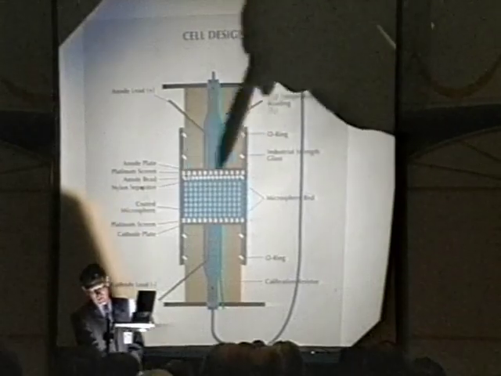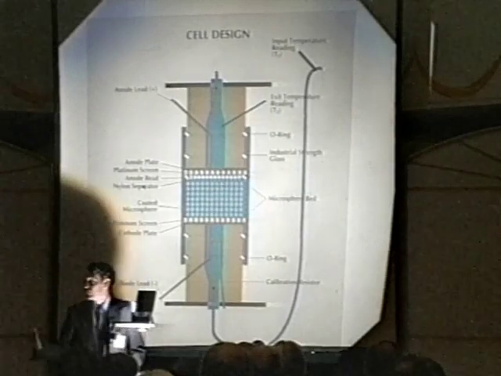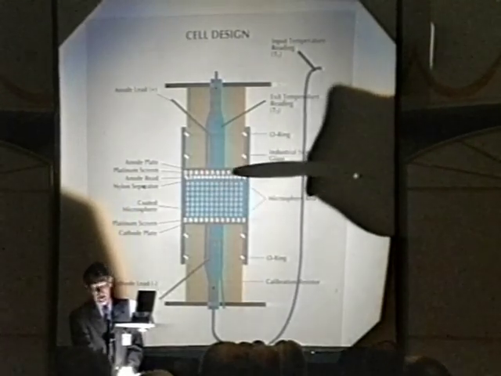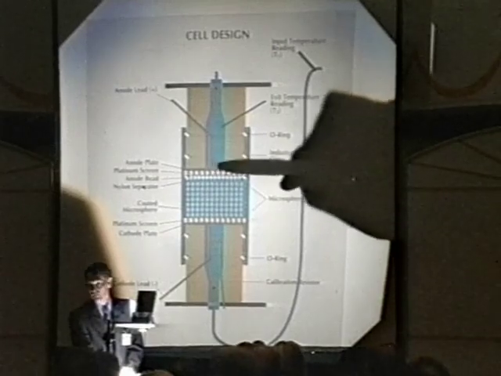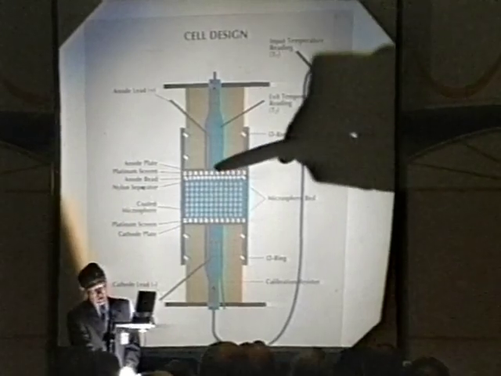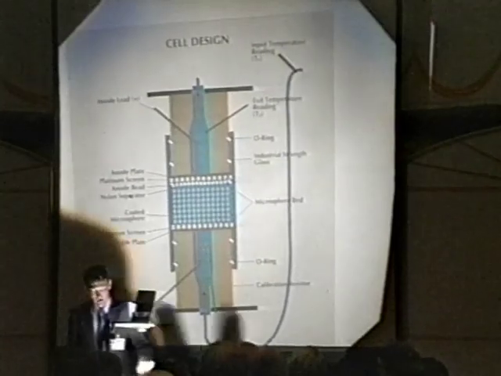Then we have another metal plate with holes in it, well, a screen to keep the beads from falling through, and metal plate with holes to it. Again, that's platinum or palladium coated nickel, platinum in this case. The electrolyte then flows out and you take the exit temperature. So that's the basic cell design. There is one, several actually sitting on the desk out there.